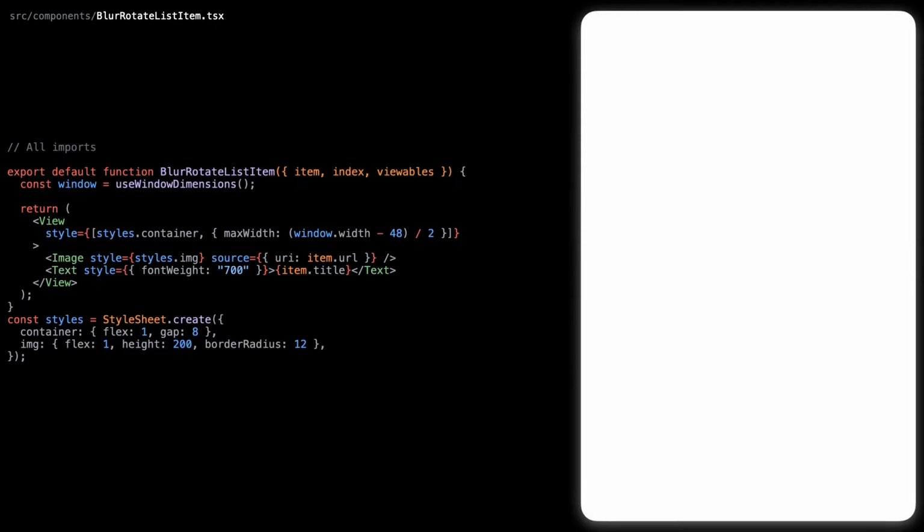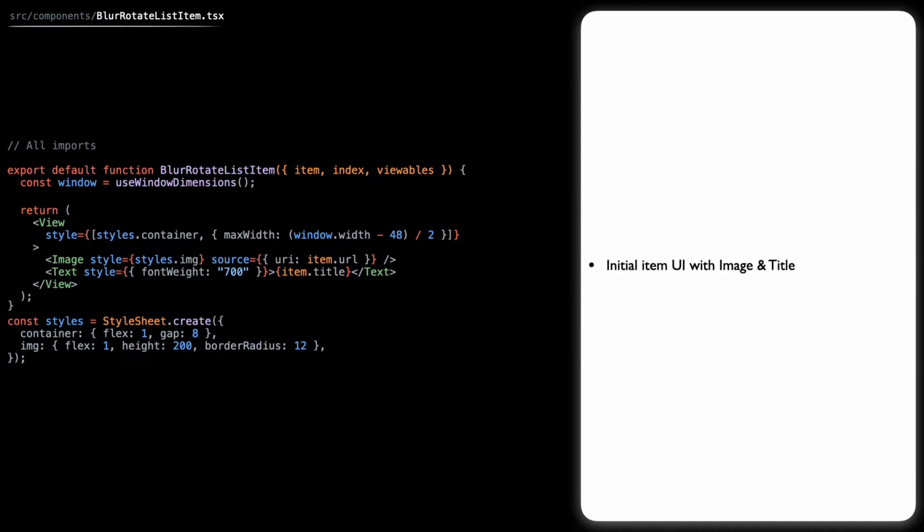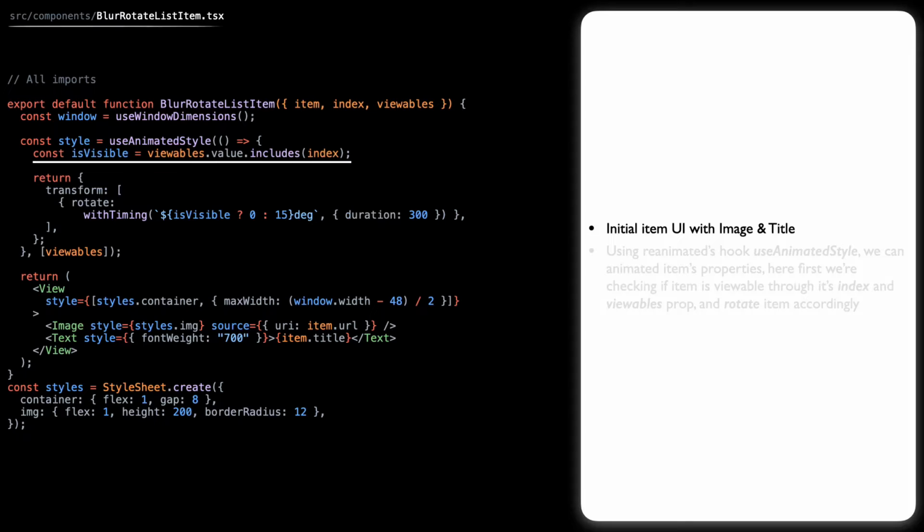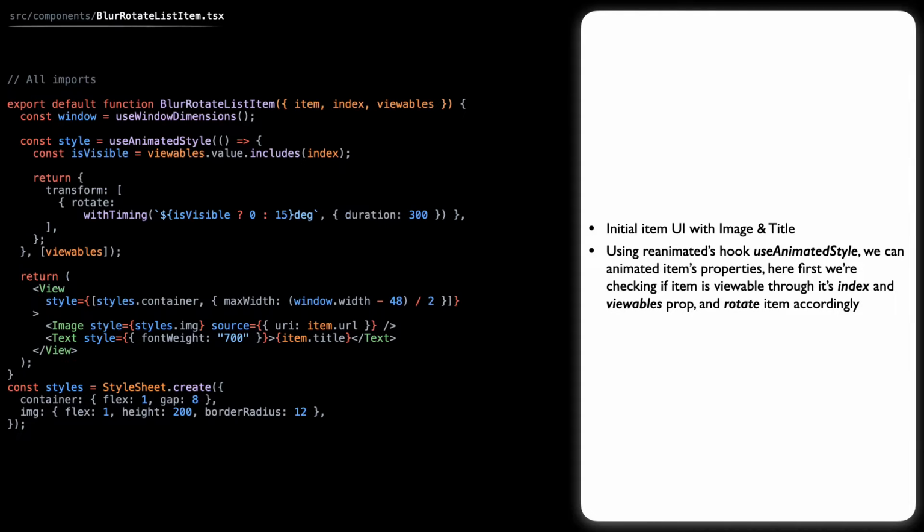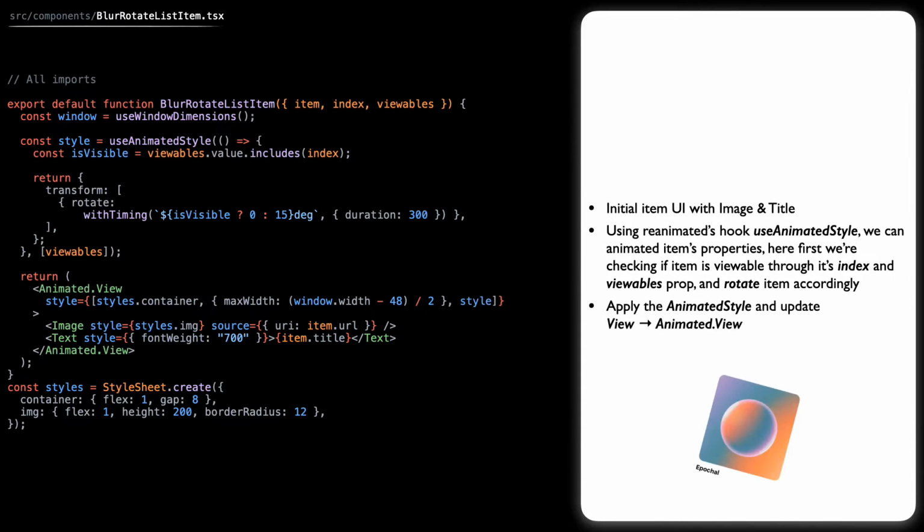Now first we're going to do the blur and rotate animation. So in the useAnimatedStyle hook, we will check if the viewable shared value contains the item's index, meaning that the item is currently active, and we will rotate it by 15 degrees if it is not visible anymore. Now apply the style and change the view to animated.